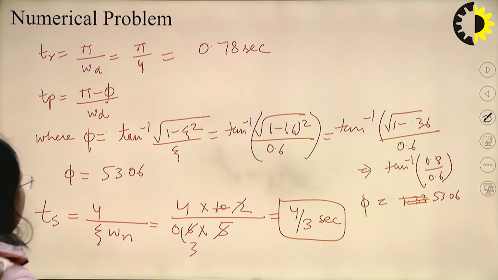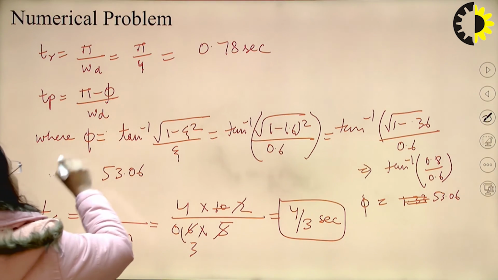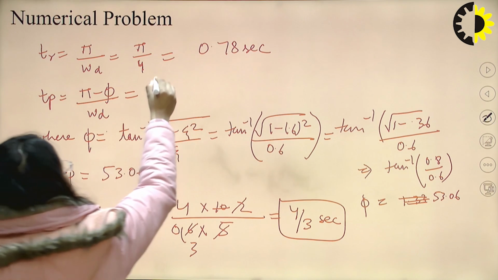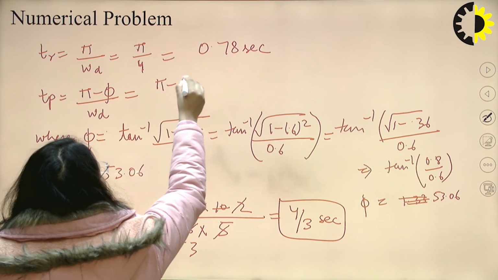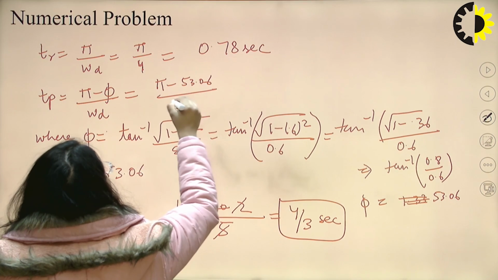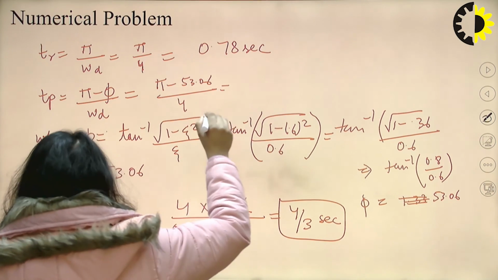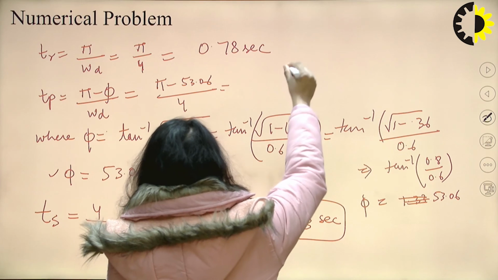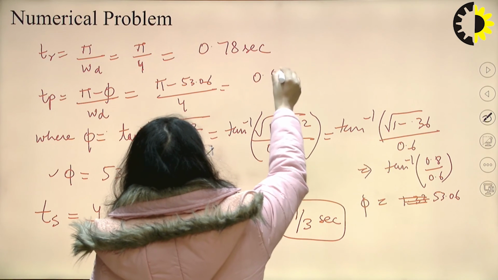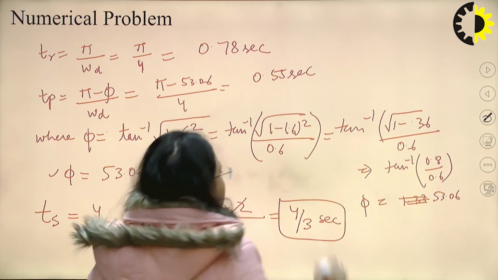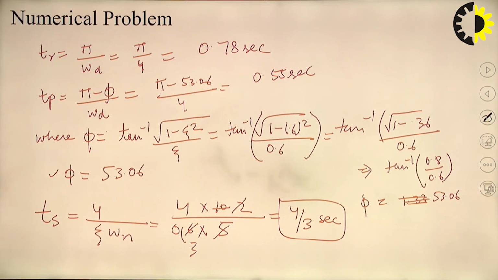And now when we put this value of phi here, TP will be pi minus 53.06 upon omega d, which is 4. So TP is coming out to be 0.55 seconds.